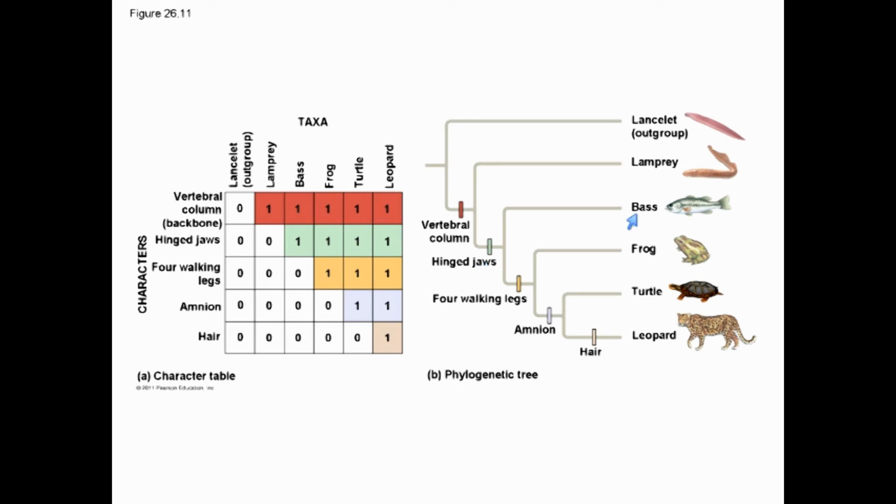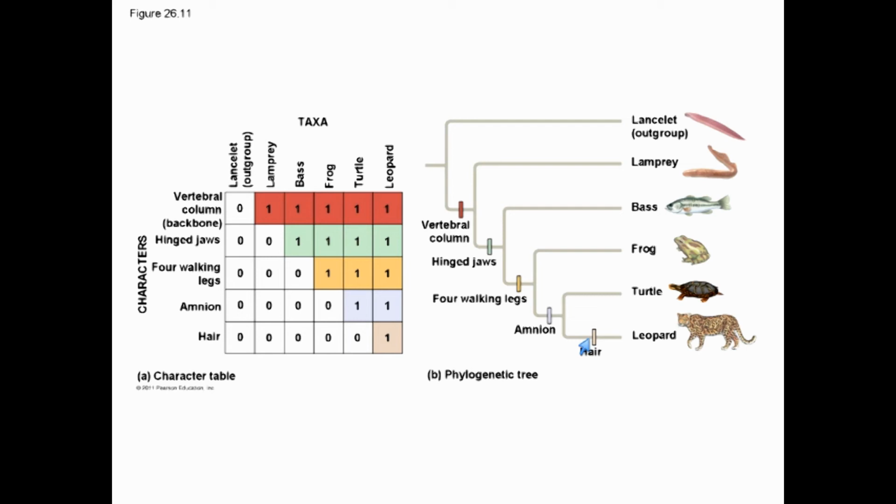Okay, so everything from the bass fish all the way down to the leopard is going to have a hinged jaw. Next we evolve the 4 walking legs. The frog to the turtle will have the 4 walking legs. Amnion includes the turtle and the leopard is the only one with the derived characteristic of hair. Okay, so that's how you read this particular phylogenetic tree, and you look in respect in evolutionary time as to when these characteristics came about.